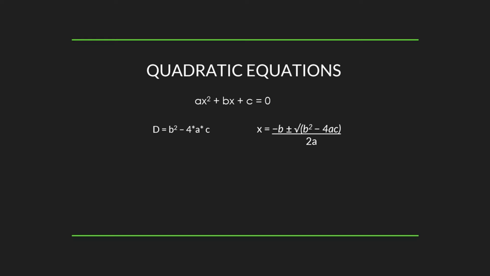Now if d is less than 0, we have imaginary roots. If d is 0, we have two equal roots, and if d is greater than 0, we have two distinct roots. Coming to the programming portion, taking input from user to represent a quadratic equation means getting a, b and c from the user.